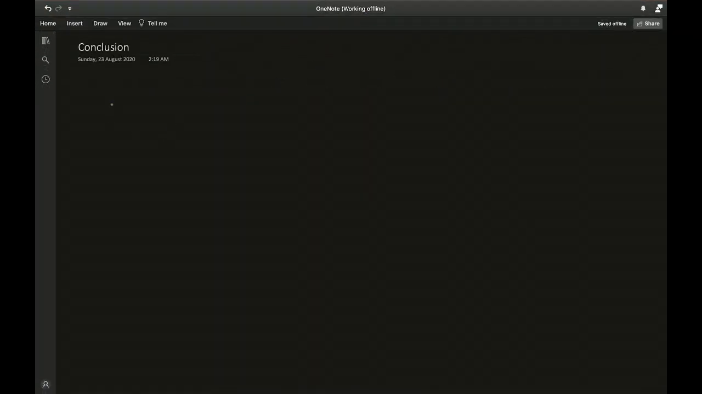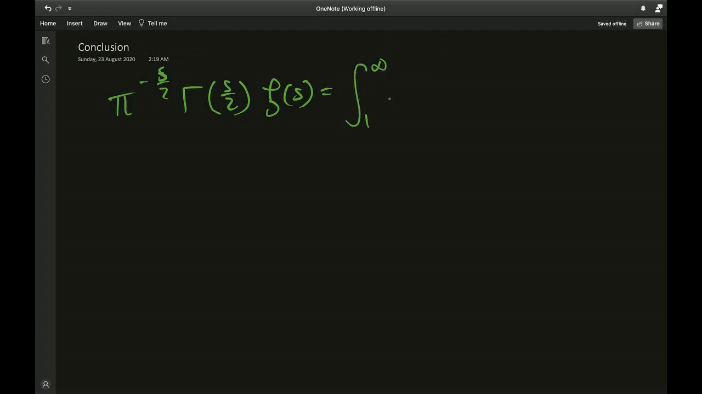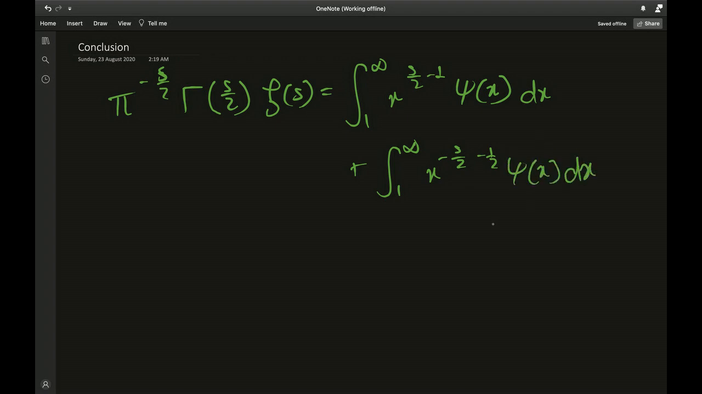So basically we had pi to the negative s over 2 gamma of s over 2 zeta of s is actually equal to integral from 1 to infinity x to the s over 2 minus 1 psi of x dx, and then the I1 expression, which was integral from 1 to infinity x to the negative s over 2 minus half psi of x dx minus 1 over s times 1 minus s.